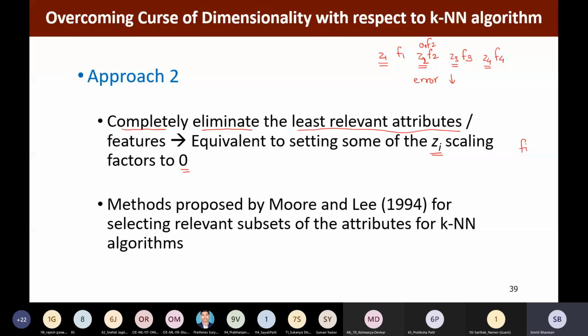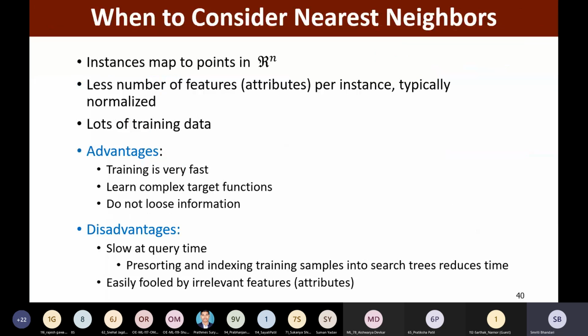Fine. So this is approach number 2. In fact, this method was proposed by two researchers, Murray and Lee, in 1994 for selecting the relevant subsets of the attributes for KNN algorithm. Right? So these are the possible ways that we may use to overcome this curse of dimensionality problem with respect to KNN algorithm. Now, when to consider the nearest neighbor algorithms?